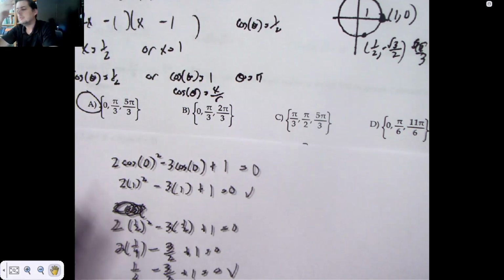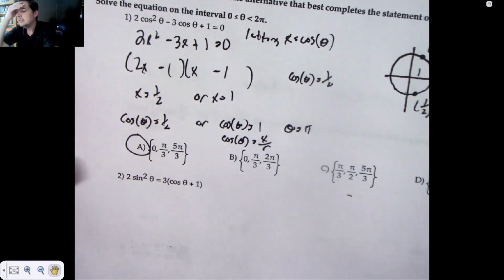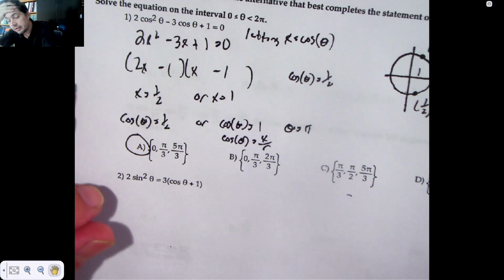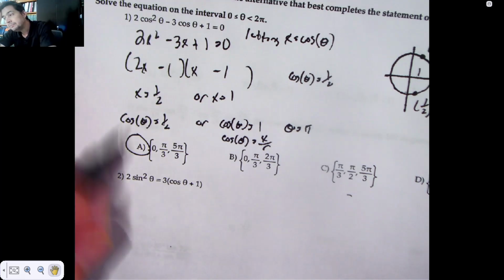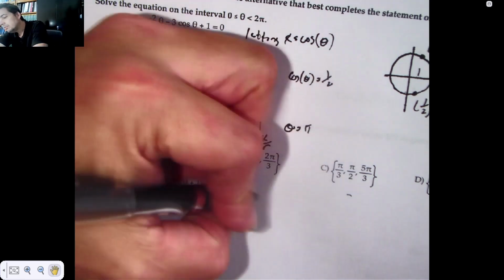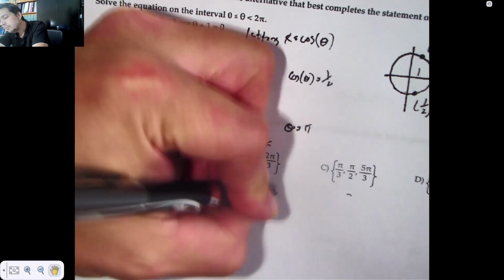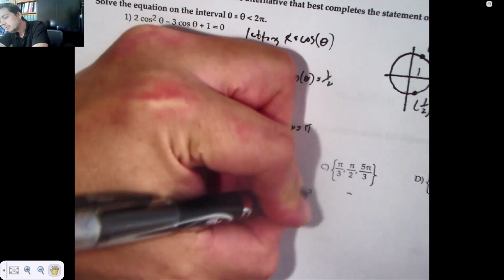You could have. All right, moving on to the next one. 2 sine squared theta equals 3 cosine theta plus 1. Now I know, and this is given to you, it's one of the few Pythagorean identities that's given to you on your form sheet.